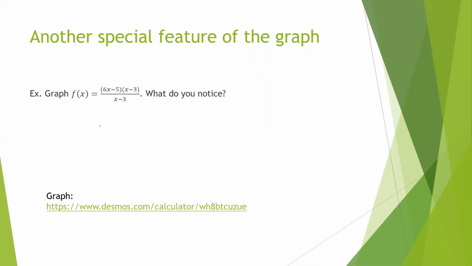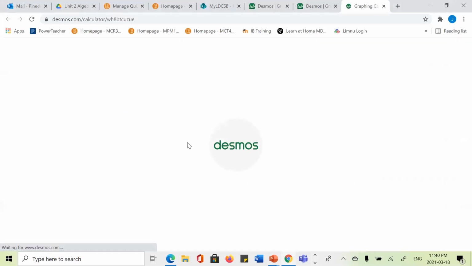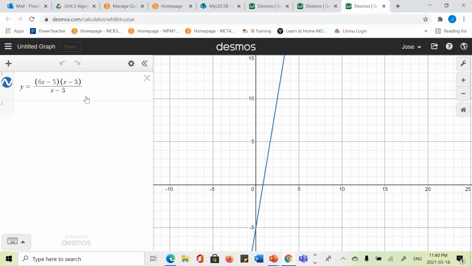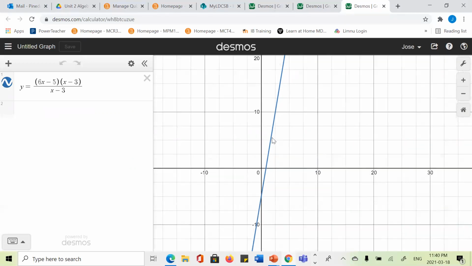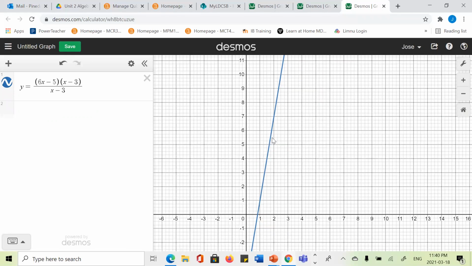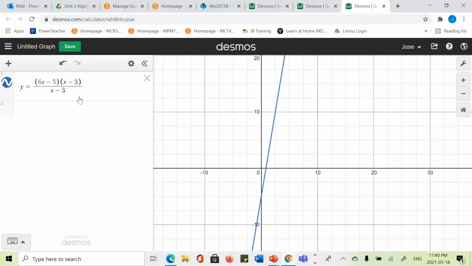So there's another special feature. So let's look at the other special feature. If I ask you to graph this function out, what do we notice? I'm actually going to show you what the graph looks like. First of all, it looks like a straight line, which is kind of weird because we probably expect it to look like a reciprocal function, right? It's actually a relatively easy graph to read. It's just a straight line.